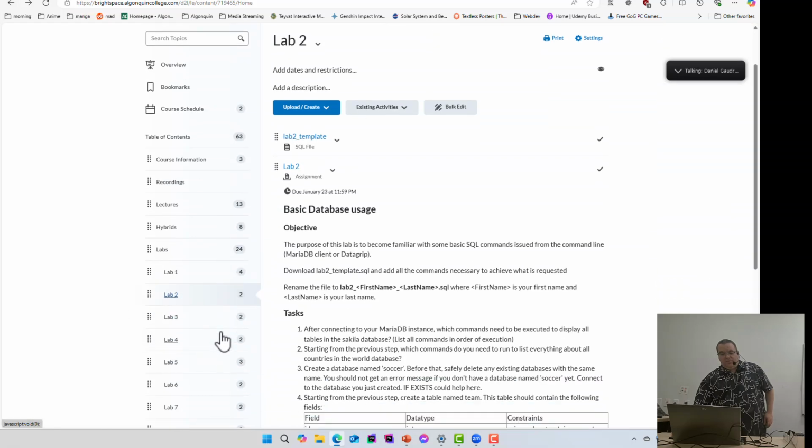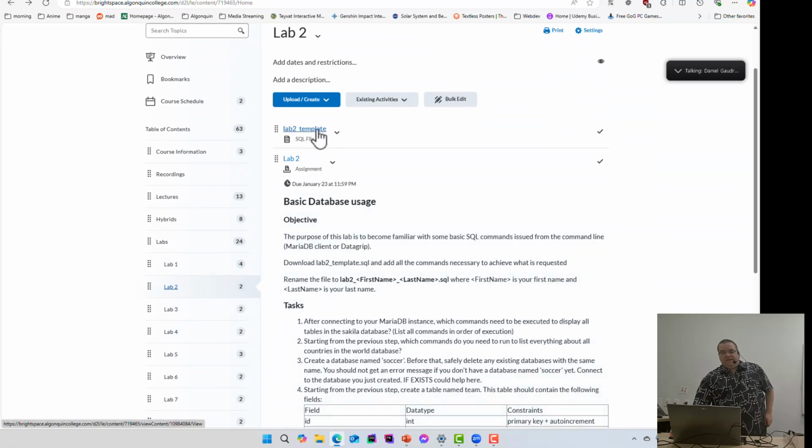Lab two. You'll notice template files at the top. That's where you actually download that and you fill that in, submit it to me to make my grading life easier. It's been fairly cleaned up, and the labs have been fairly cleaned up from last semester, so hopefully there's not a lot of big issues.